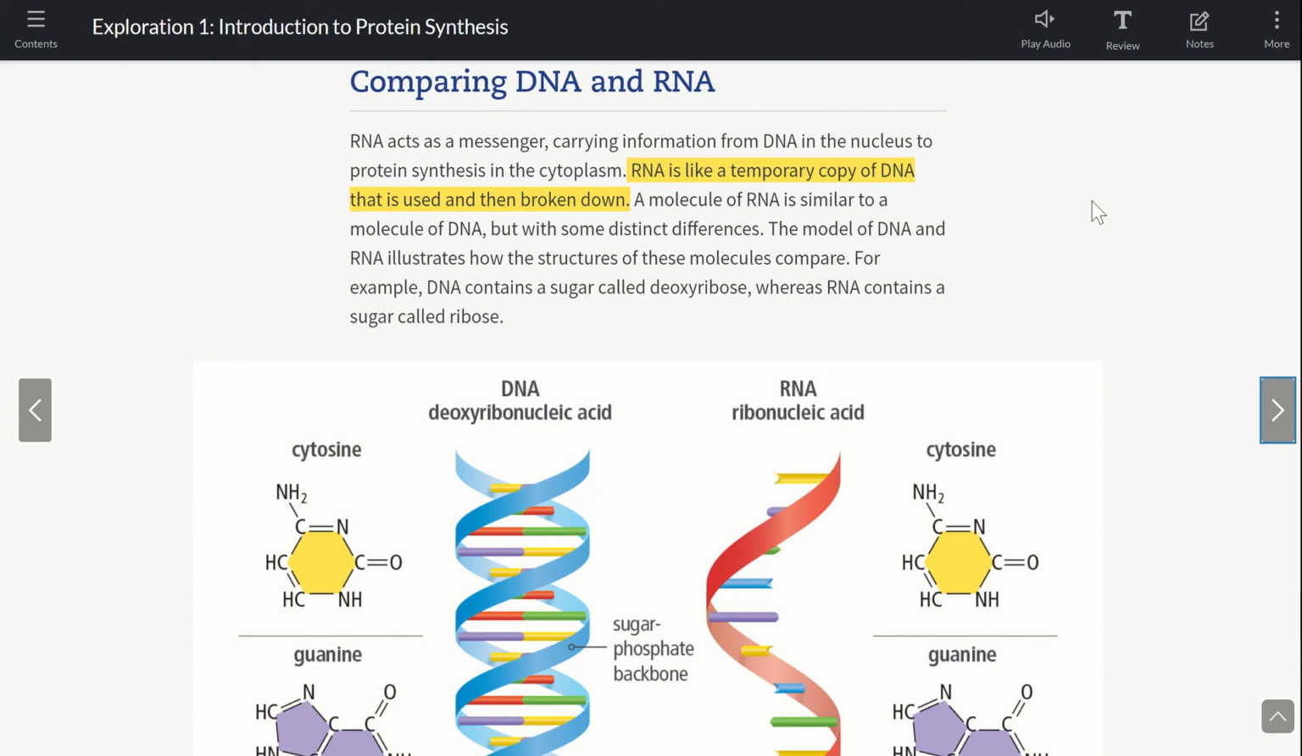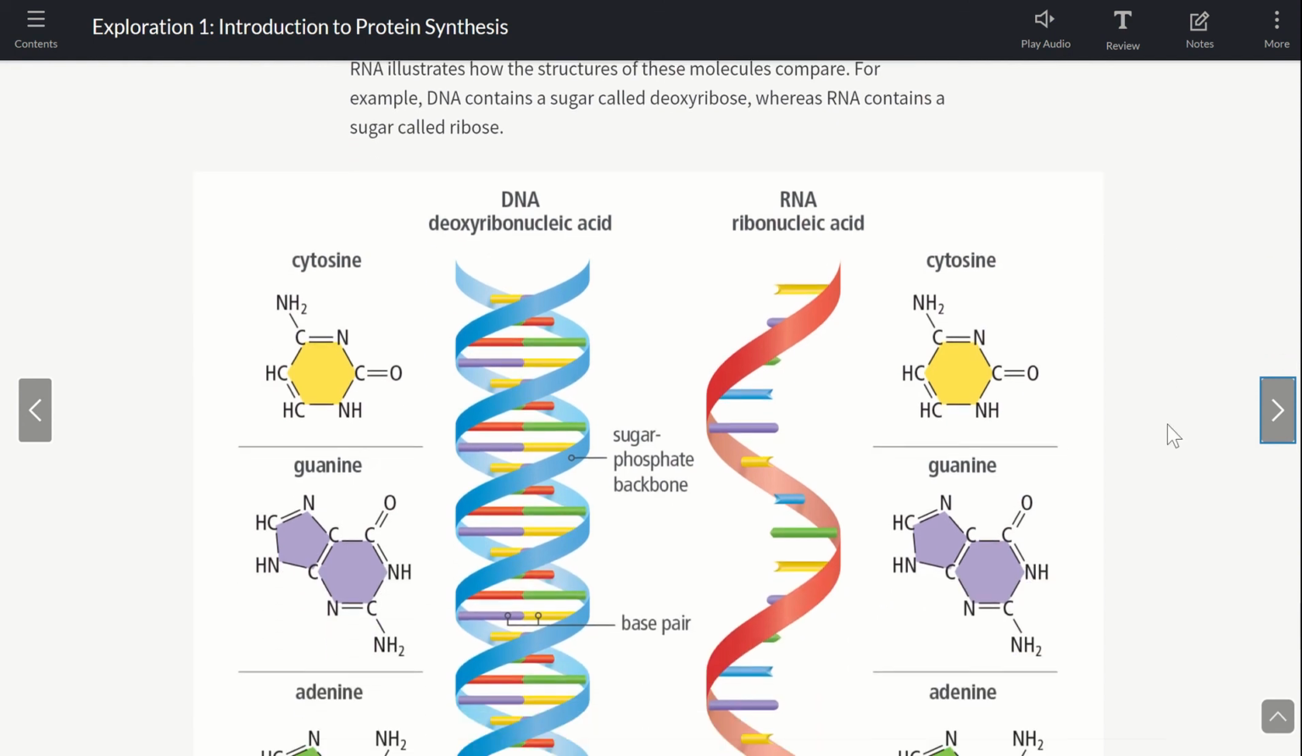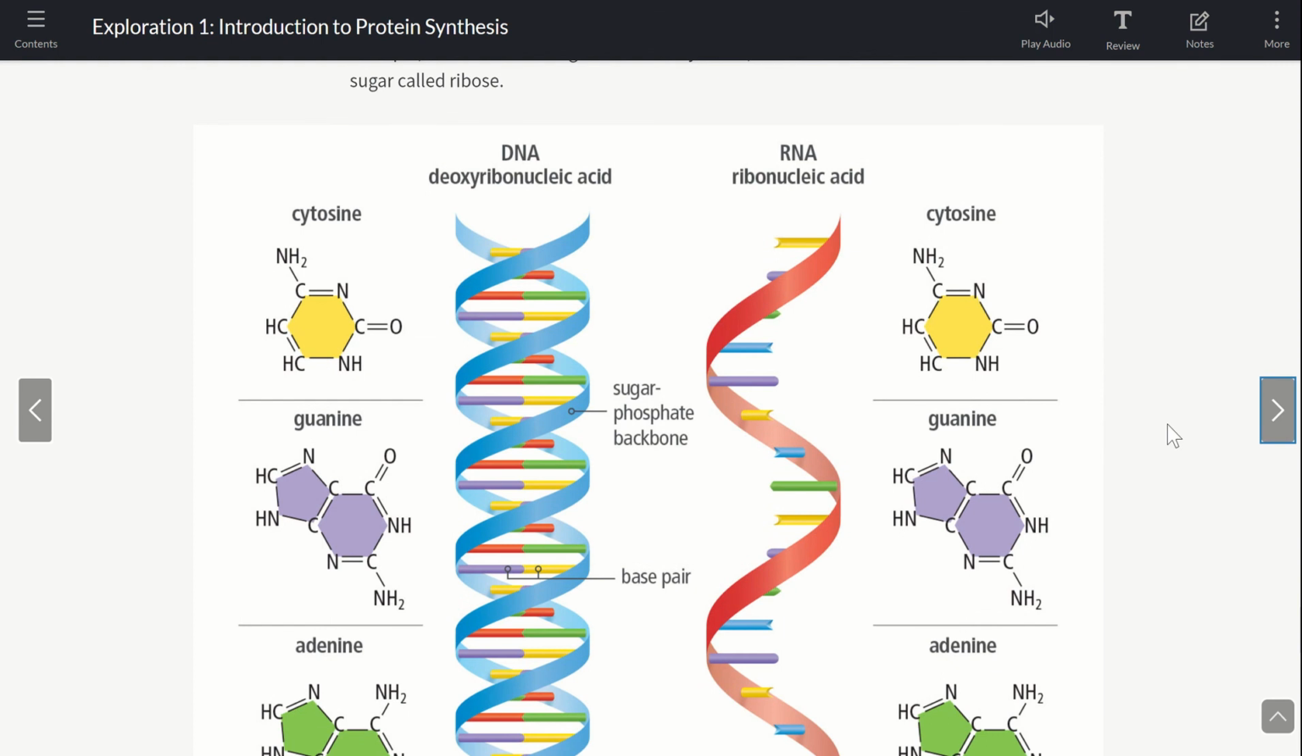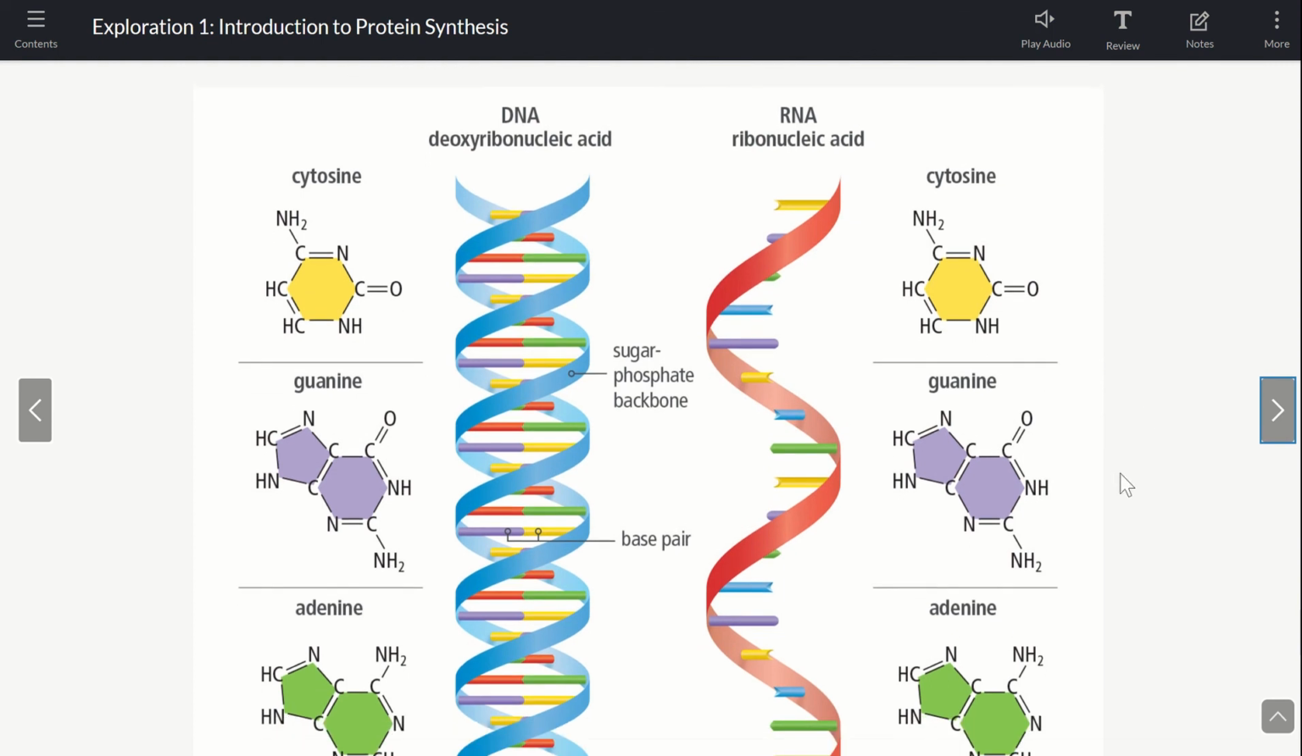DNA would be like the textbook of information. Hardback cover, heavy binding, very durable, meant to last for many years. RNA is like a Post-it note. Very flimsy, very easy to create, but very easy to throw away. Not going to be very durable, but it serves a different purpose. And so that's kind of like the difference between DNA and RNA. DNA is a much more permanent molecule. RNA is very temporary when it comes to temporary information storage.